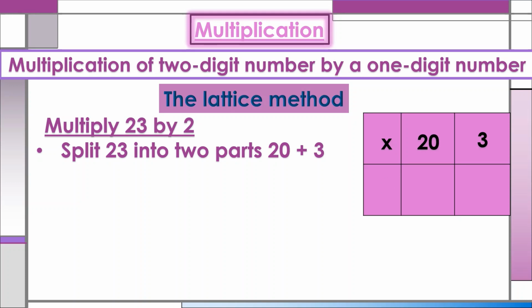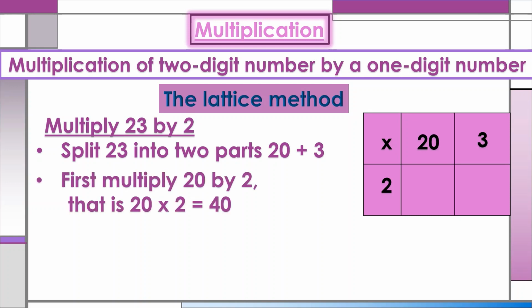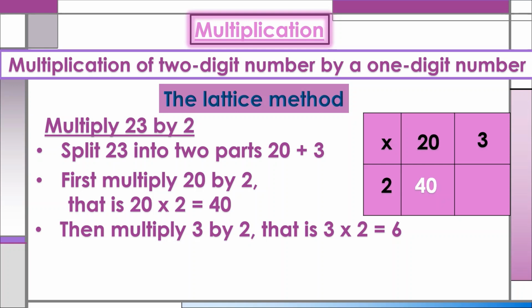Now we have to multiply. First multiply 20 by 2. 20 multiplied by 2 we get 40. So we write 40 here. Next we have to multiply 3 by 2, that is 3 2s are, we get 6. Now add 40 plus 6, we get 46. So 23 multiplied by 2 is equal to 46.